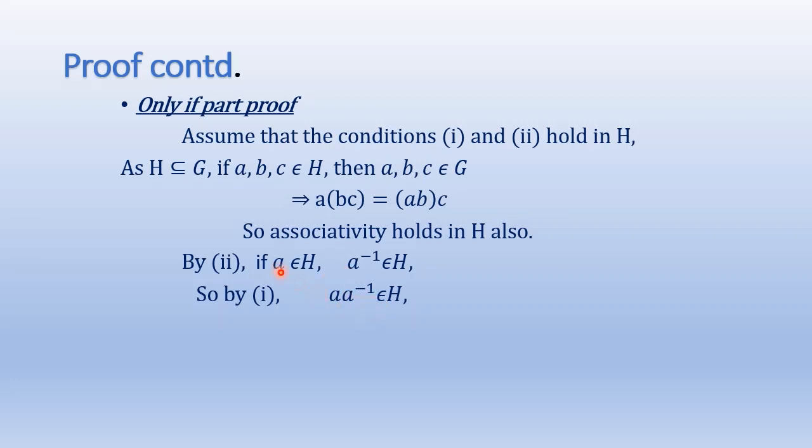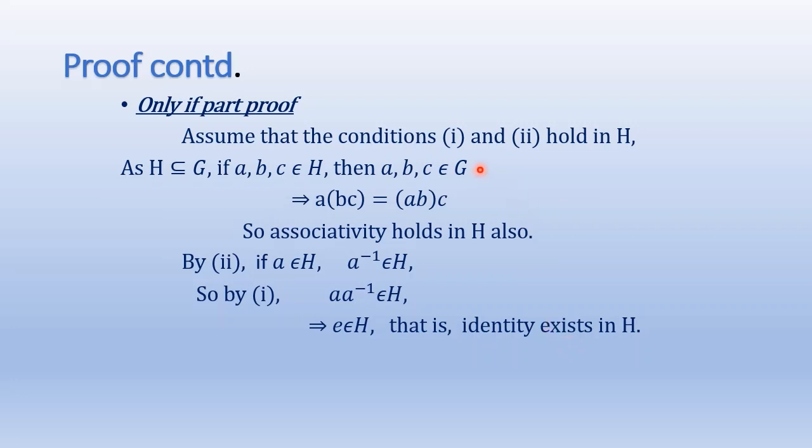So here you have A and A inverse. The product A into A inverse belongs to H. But in G, what is A into A inverse? A into A inverse is nothing but E. So E belongs to H, that is, the identity exists in H.